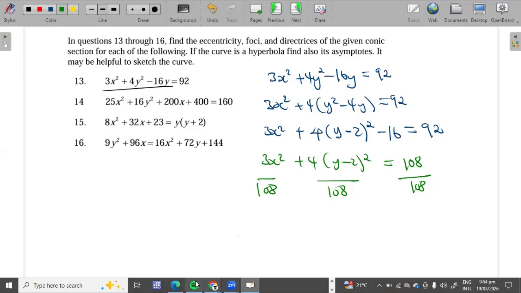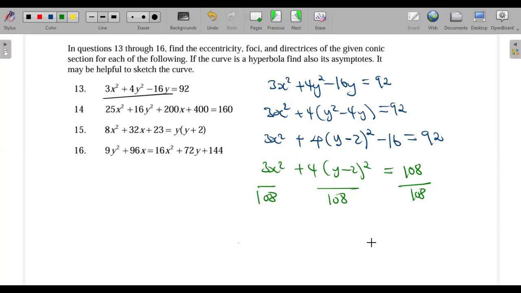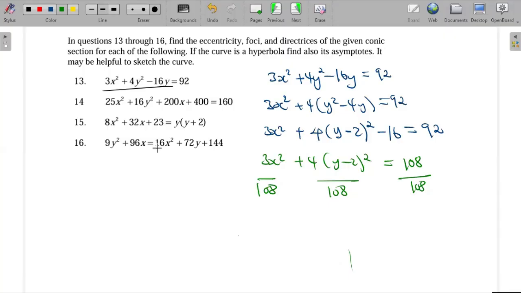What is happening here? I hope, are you able to see my screen? Hello? Yes, I can see. Oh, okay.